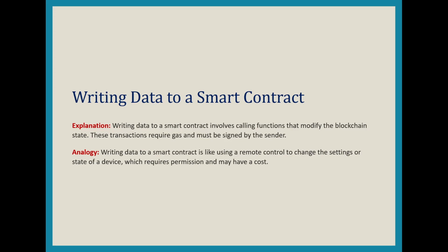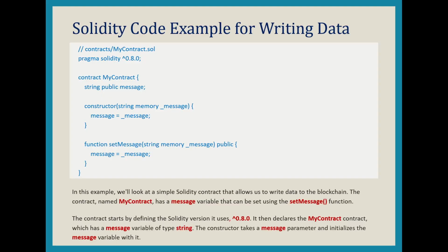You have a device, you're using a remote to change the settings, you're changing the channel on a TV, right? You're turning it from on to off. This requires permission, the owner should give you permission for this, and these might have a cost, which in blockchain is gas fees. Okay, let's take a sample code for writing data. We are done with reading data, so we'll go through writing data too very quickly, right?